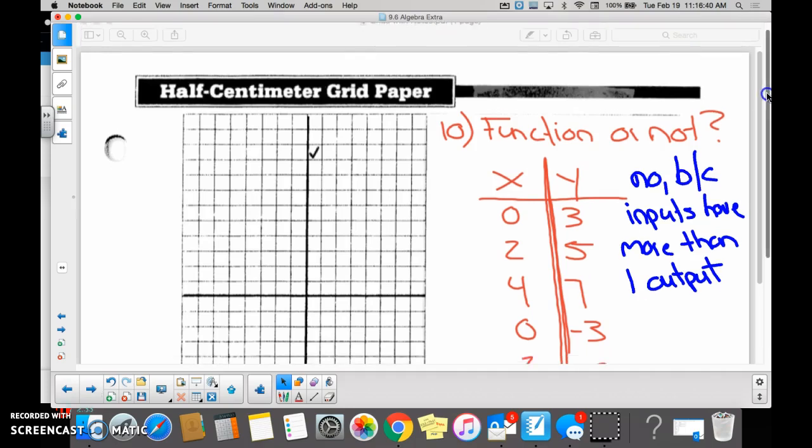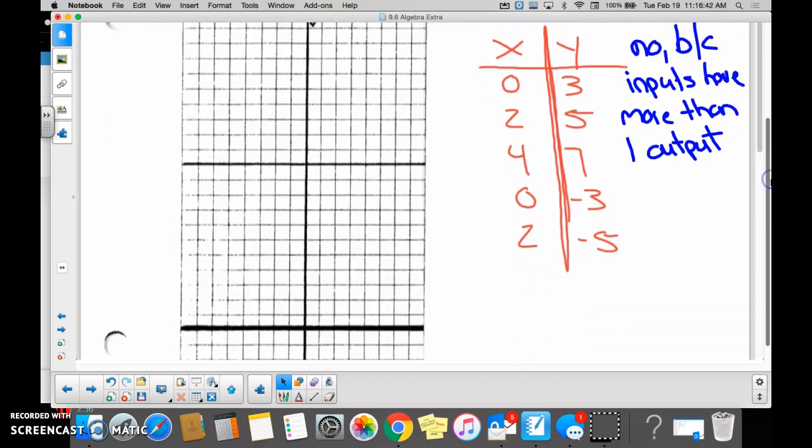This one, pretty obvious one. How many outputs does 0 have? If you look at this, 0 has 3 as an output and it has -3 as an output. You already know it's not a function, right? If I graphed 0, 3, I would put a dot right here, and if I graphed 0, -3, I'd put a dot right here. If I connect the two points and draw my vertical line, you're crossing that graph in every single spot. So that's not a function.